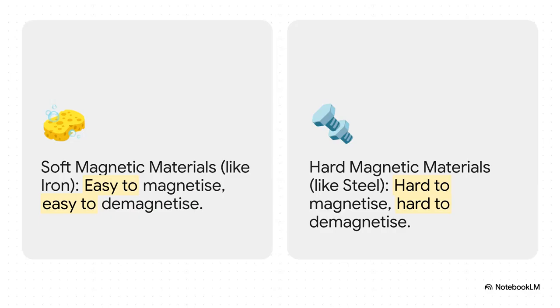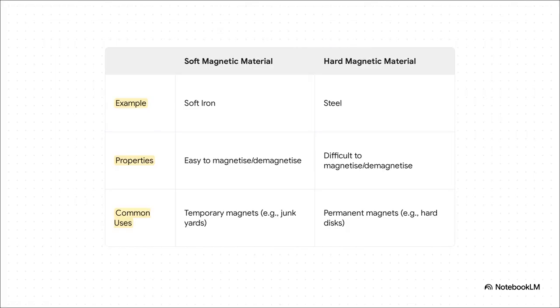Now here's a key point. Not all materials behave the same way. We basically put them into two groups. We've got soft magnetic materials, like pure iron. They're easy to magnetize. Their domains line up without much of a fuss, but they also lose that magnetism just as easily. Then you have hard magnetic materials, like steel. They are tough to magnetize, but once you get their domains lined up, they tend to stay that way for a long, long time.